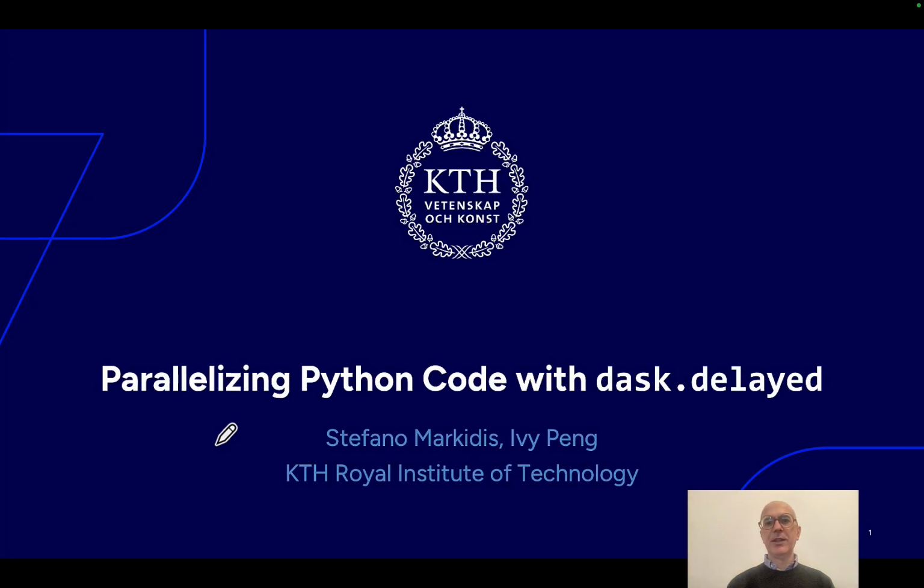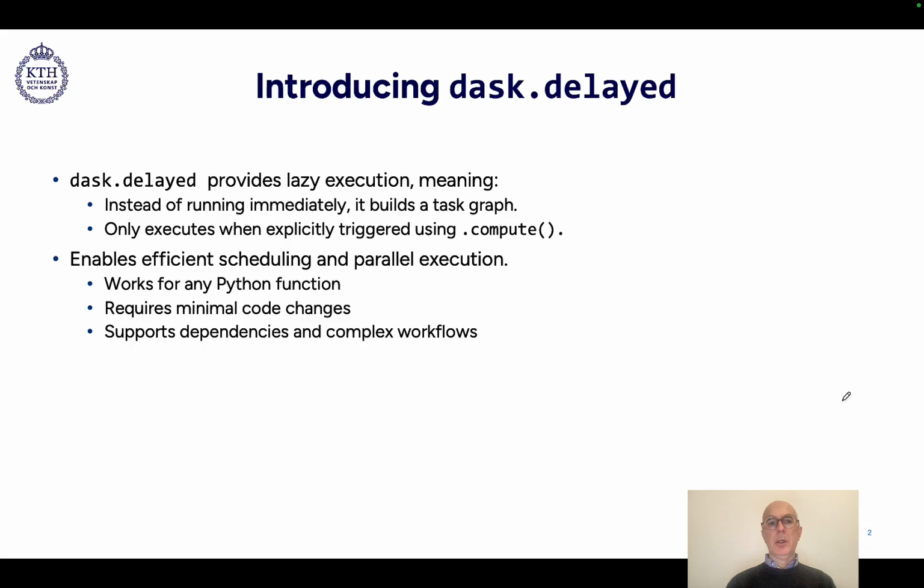Hi, welcome back. In this lecture I want to talk about one of the approaches of the Dask collection, which is called dask.delayed. Dask.delayed provides lazy execution. And what does it mean? It means that instead of running a task immediately, it will build a task graph first. We will execute our task in a parallel setting only when explicitly triggering the compute method. So we will need to call the .compute method in order to actually execute. So that's what lazy execution means.